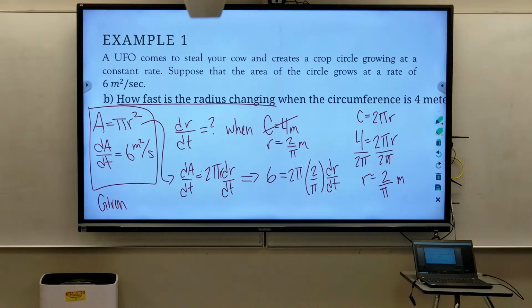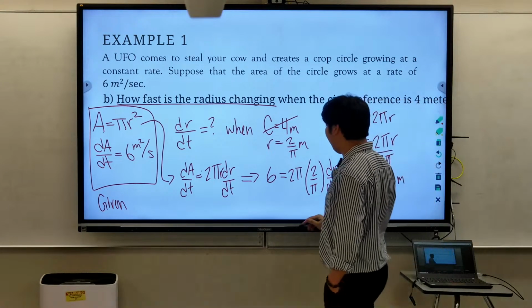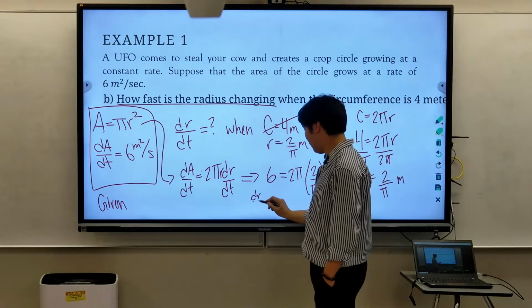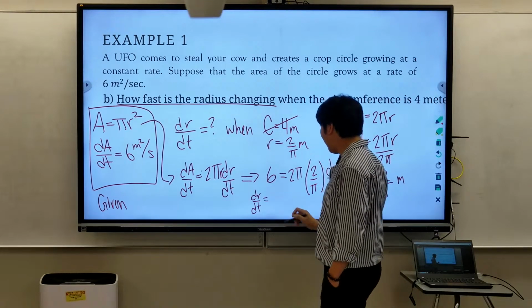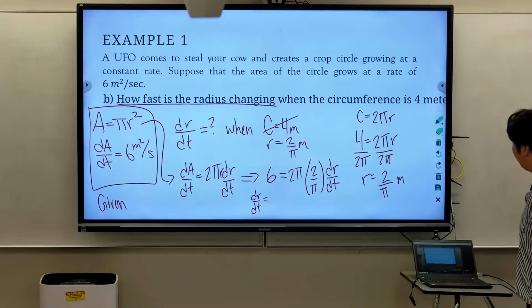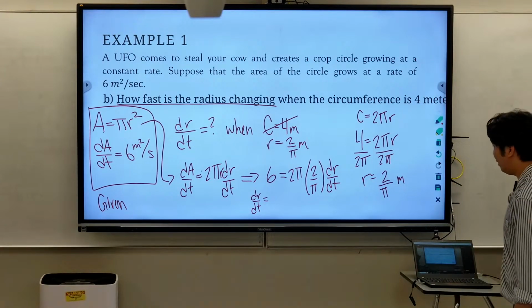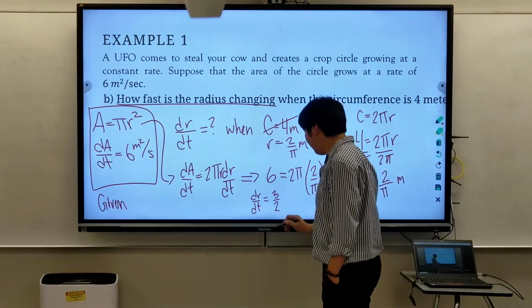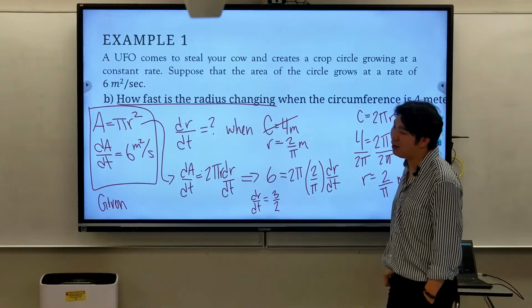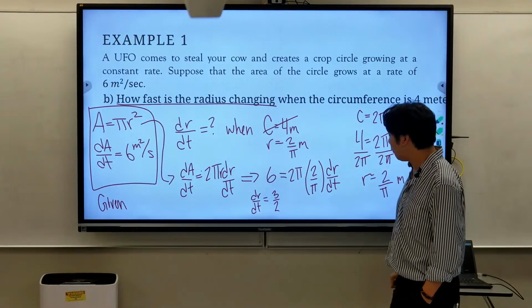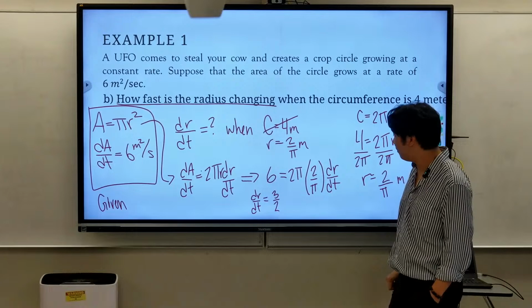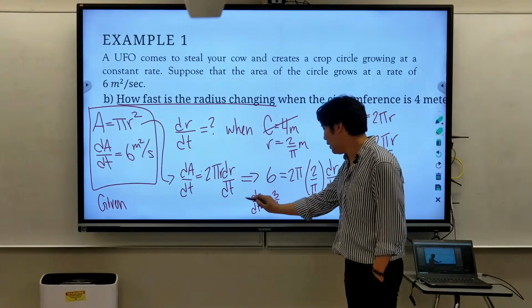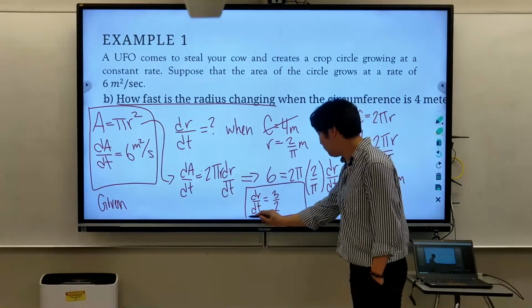Can someone go ahead and clean all this up for me and give me what is dr dt after you clean all of this up? Yeah, 6 over 4, which we can actually reduce, I believe, into 3 over 2. 6 over 4, 3 over 2, yeah. What's our unit of measurement for this again, by the way? For the rate of change of the radius.